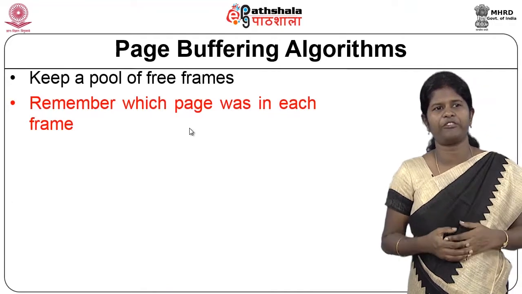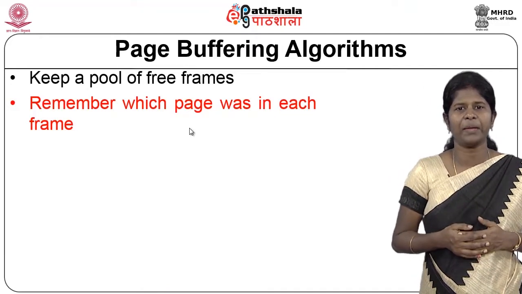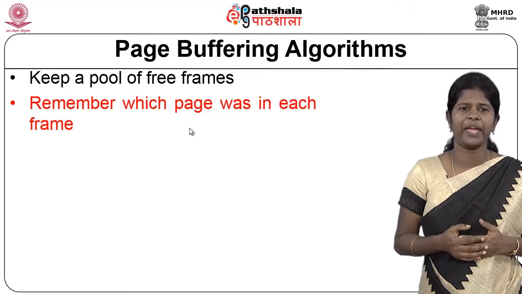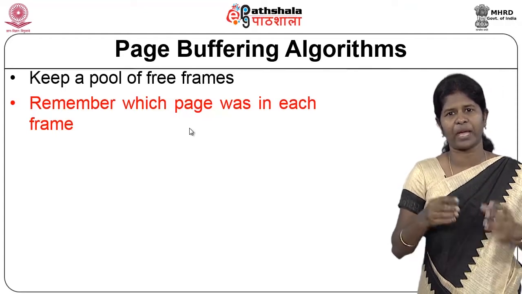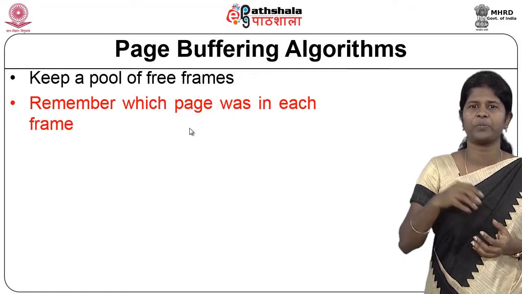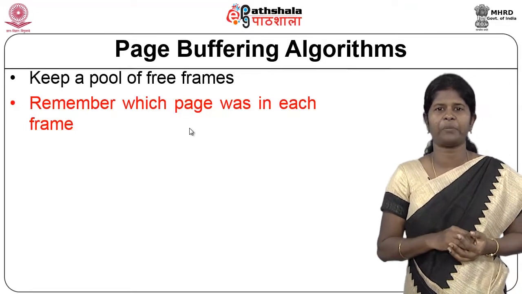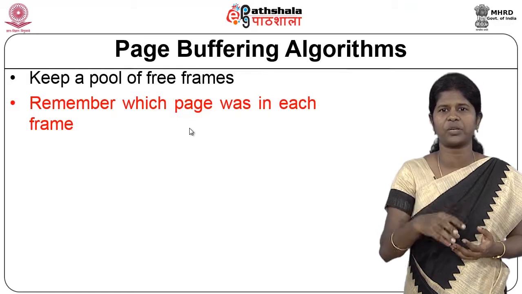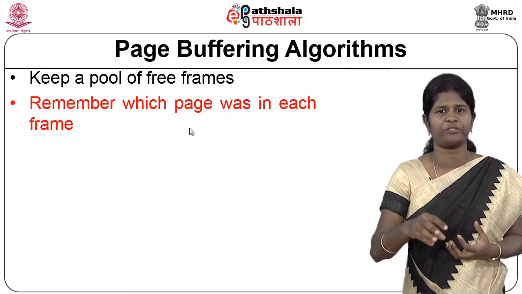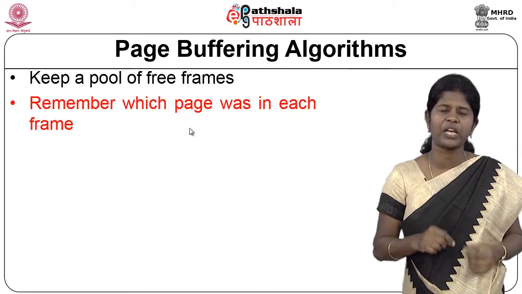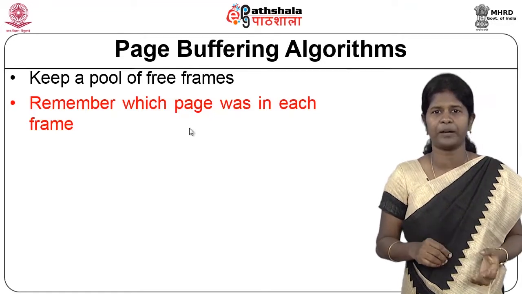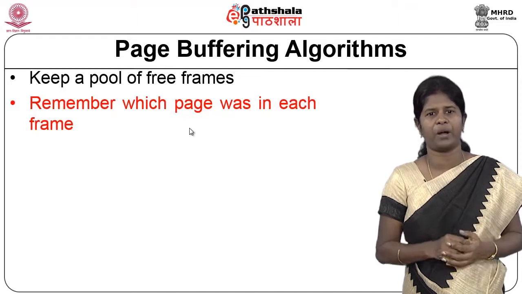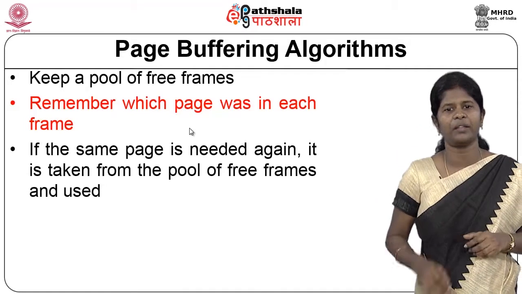And the next kind of page buffering algorithm is to keep a pool of free frames, and then you need to remember which page was present in that frame. We just now saw that we choose a victim page for replacement, you write that to the disk later and add that victim page to the pool of free frames. And when you are adding that victim page to the pool of free frames, you also remember which content was kept in that victim frame earlier, say if it was the contents of page 4 or page 3 and so on. So, that is remembered.